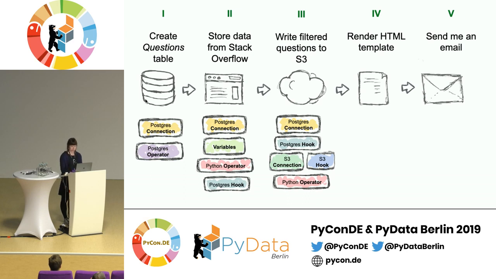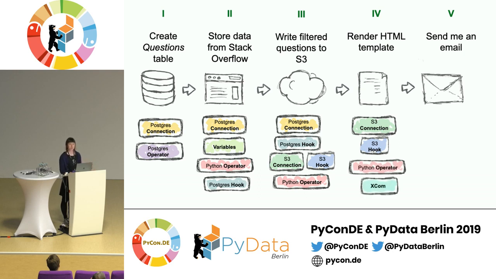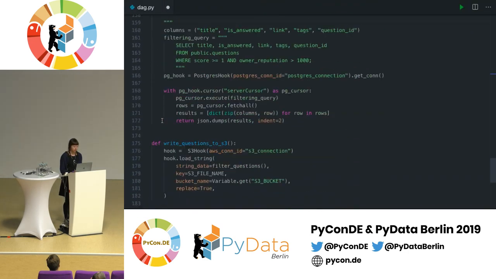The fourth one is when we're going to take data from S3 and render an HTML template with this data. Again, we will need S3 connection and hook. We need Python operator, and the new thing that we're going to use now is XCom, because after rendering the template, it's just a string. I don't want to store it anywhere. I'm just going to pass it to the next task using XCom. And let me show you how it's done.